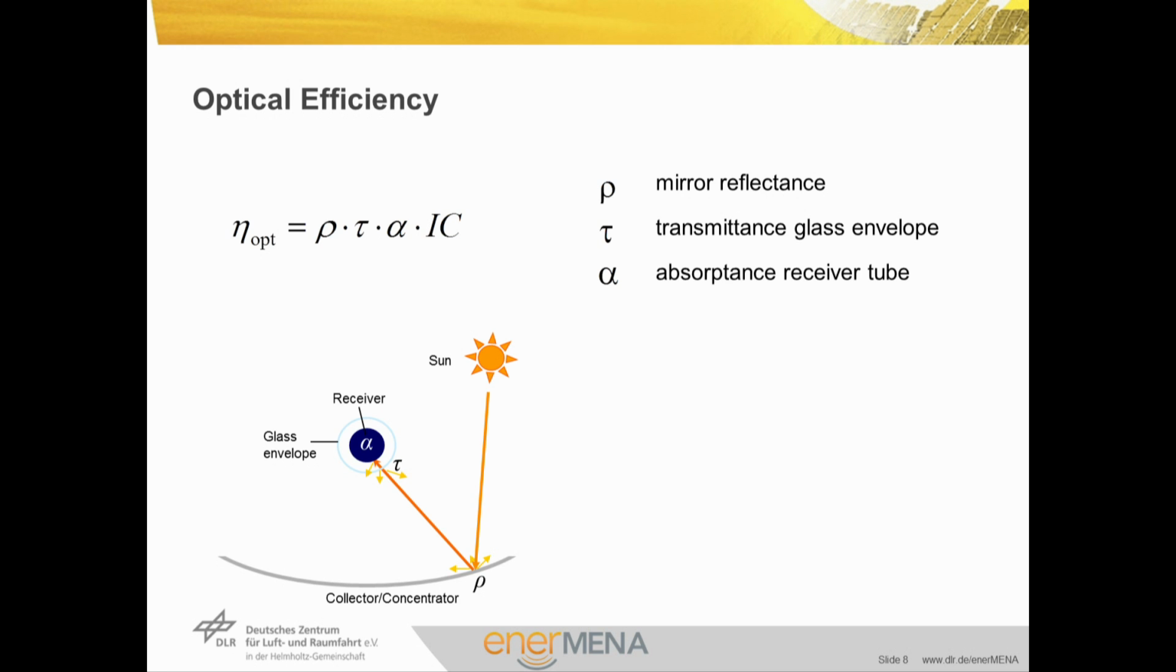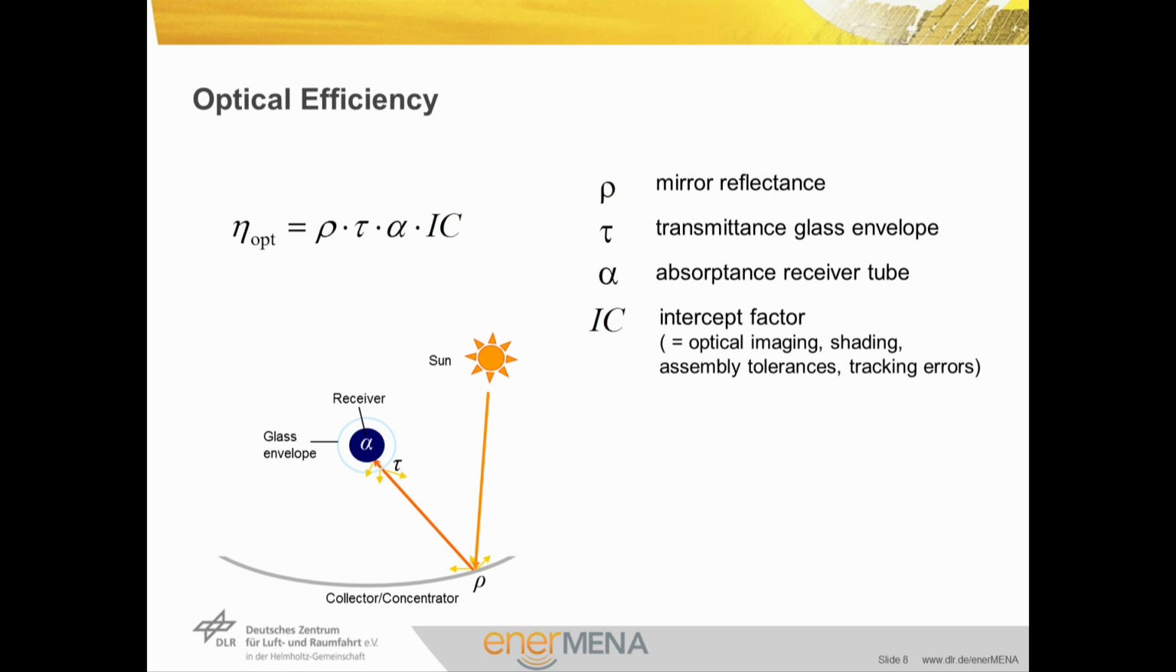The absorptance characterizes the ability of the absorber tube to absorb and convert incident irradiance into heat. While reflectance, transmittance, and absorptance are material properties of the collector components, the intercept factor characterizes the quality of their geometrical assembly. It quantifies how much of the incident irradiance actually hits the absorber tube.